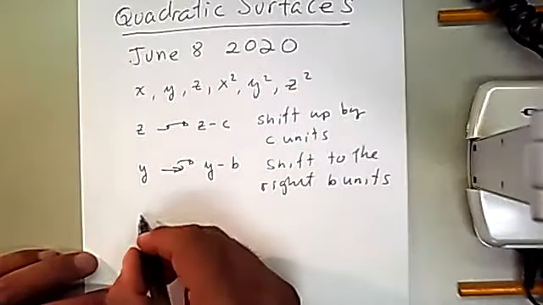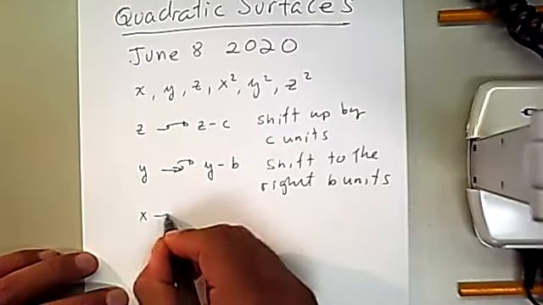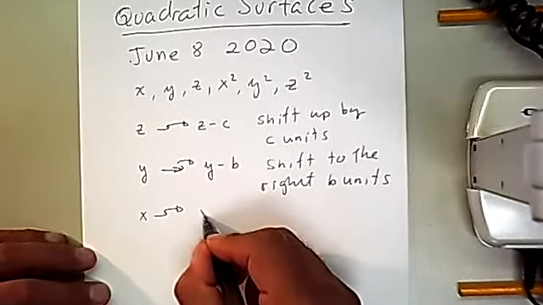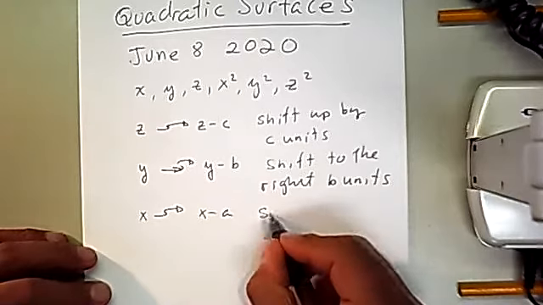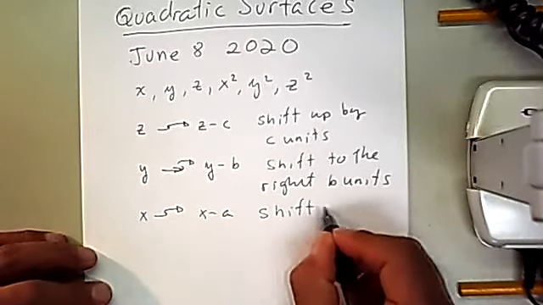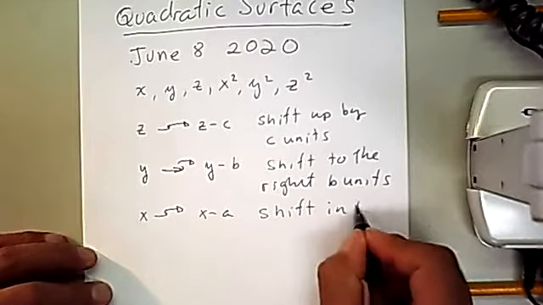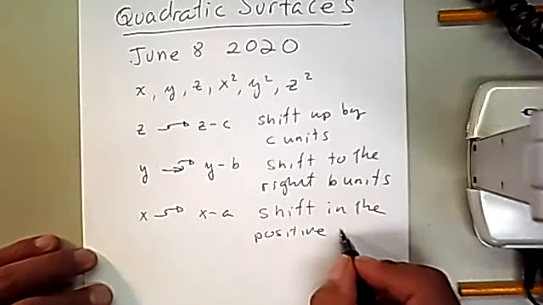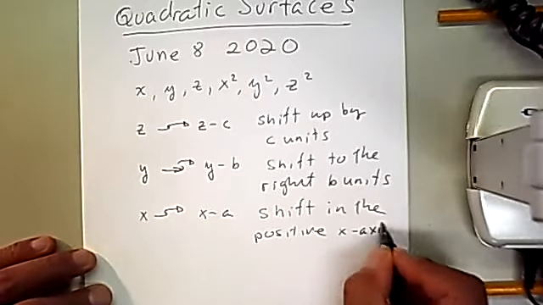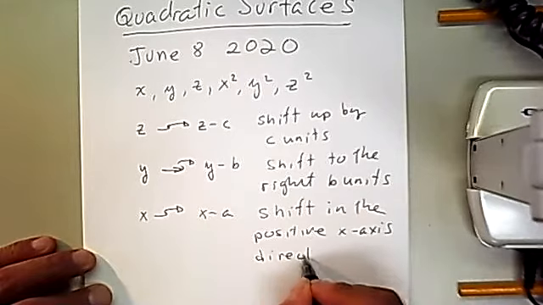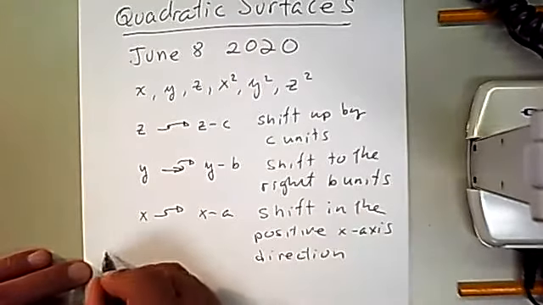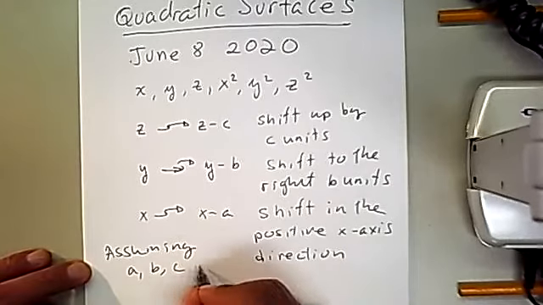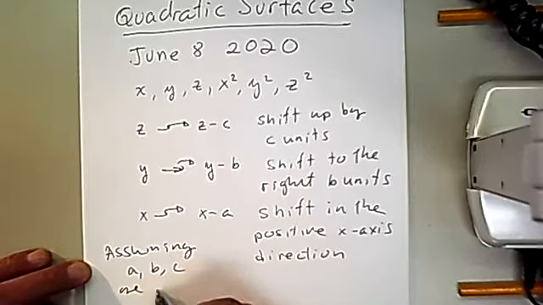If we want to shift towards us, in the positive x direction, then we have to change every x into an x minus a. That corresponds to a shift in the positive x-axis direction. Again, we're assuming a, b, c are positive.